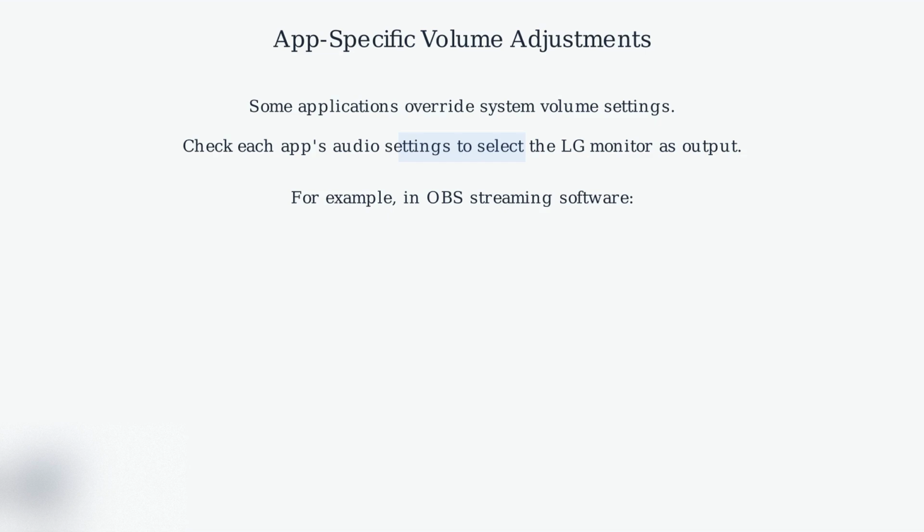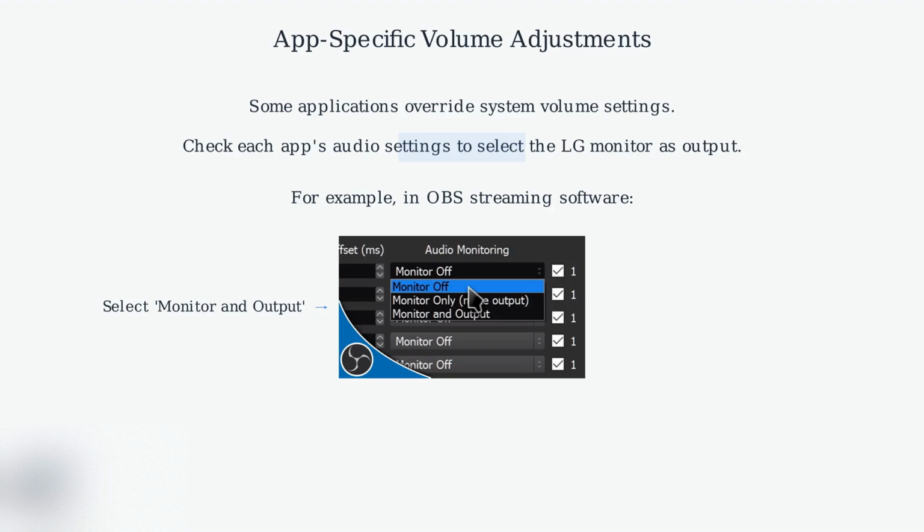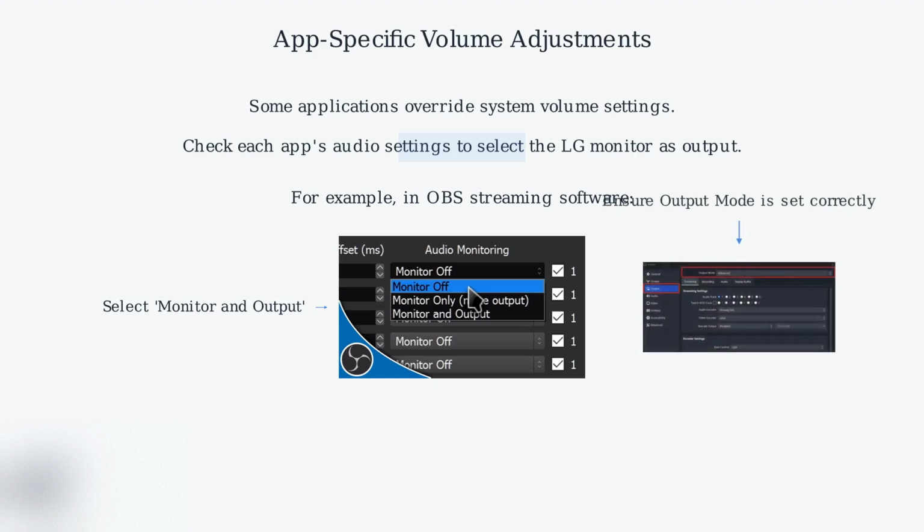Open the app settings, find the audio or output section, and make sure the LG monitor is selected as the output device with volume adjusted appropriately. For instance, in OBS streaming software, instead of selecting output only, choose monitor and output to allow the monitor speakers to work while streaming. This drop-down controls how audio is routed. In the OBS settings panel, under Output, verify the output mode is set to Advanced, and check the streaming settings to ensure proper audio configuration. By adjusting these app-specific settings, you prevent audio conflicts and ensure clear sound output through your LG UltraWide monitor speakers.